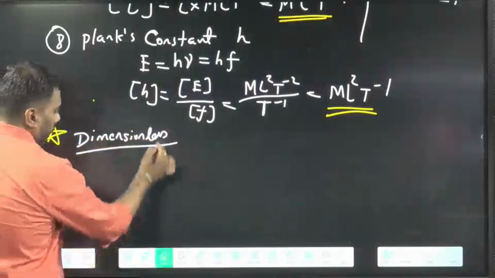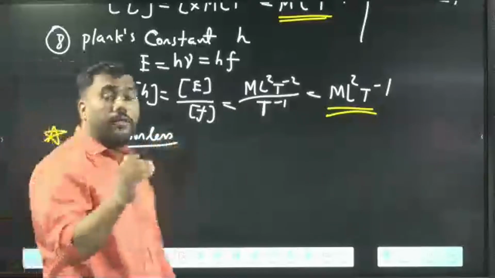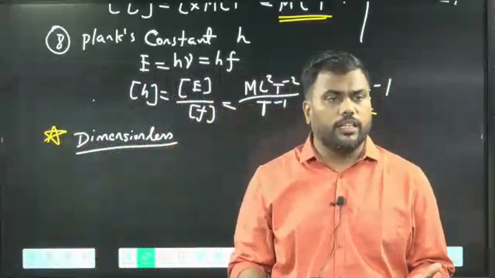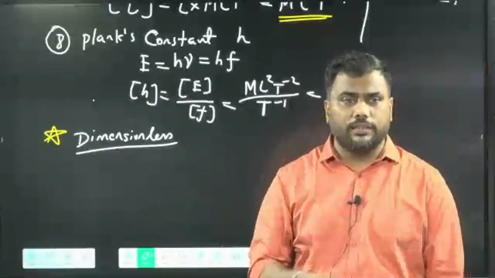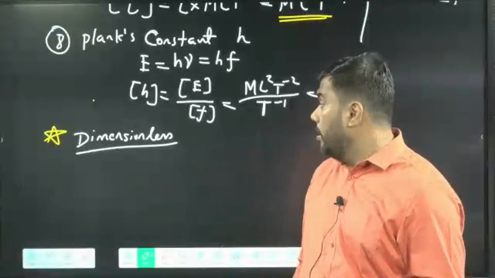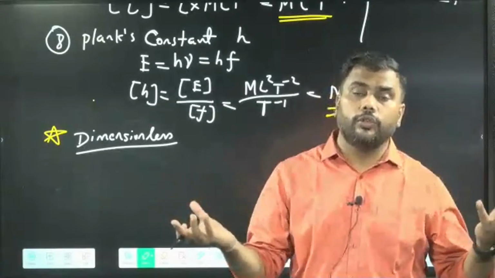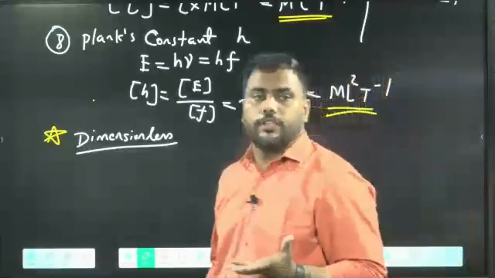What is a dimensionless quantity? There are many physical quantities, and we will write the dimension of thermal conductivity, etc. But first, we will cover some basic points. What is a dimensionless quantity? A physical quantity which does not have any dimension. Its dimension is 0, 0, 0. The powers of the fundamental quantities are 0, 0, 0. That is called a dimensionless quantity.